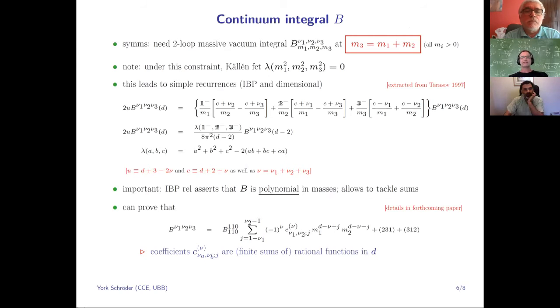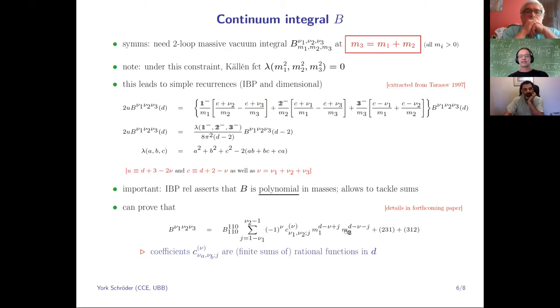But these relations assert that the zero temperature integrals are polynomial in the masses. And that is super important information for us at finite temperature, because we want to sum over the masses, right? So if we know the polynomial, we can try to sum over this polynomial. One can actually prove an explicit form for this zero temperature integral.